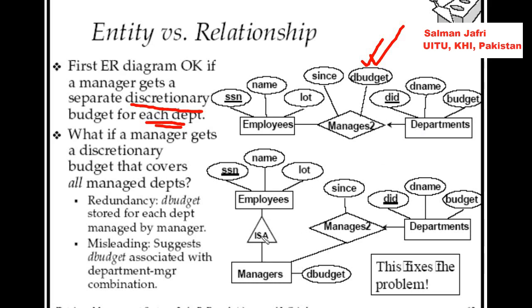So employee is a manager or manager is an employee, and manager has got a departmental budget and it is participating in the manages relationship with the departments. Now what is the beauty of this approach? Now this department budget would be stored with the managers. Now a single entry would be made over here, so there won't be redundancy or repetition of this departmental budget, and this is the same thing that we wanted. So this definitely fixes the problem.